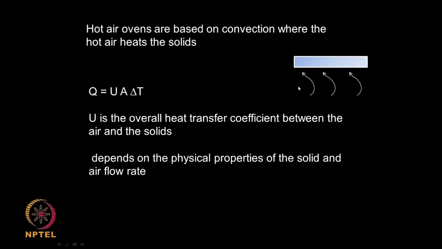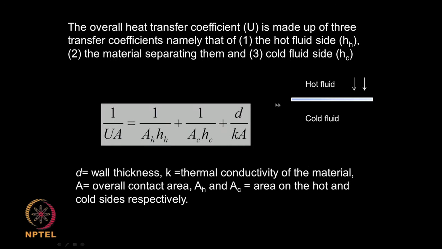If you take convection, the amount of heat you need to supply is Q equals U A delta T. A is the area, U is the overall heat transfer coefficient, and delta T is the driving force. U depends on the physical properties of the solid and the air flow rate and so on. U is related to the individual heat transfer coefficients: the heat transfer coefficient on the hot fluid side, the heat transfer coefficient on the cold fluid side, and the thermal conductivity of the material.